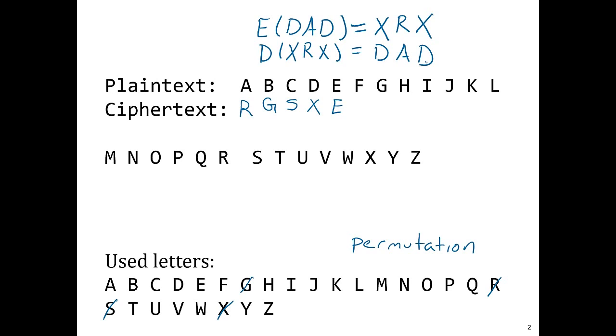Now just to double check that you understand everything, what would be the encryption of the word cab, C-A-B? Well, of course, we know what this would be. C maps to S, A maps to R, and B maps to G. So the encryption would be SRG.